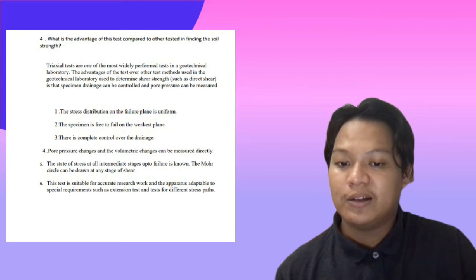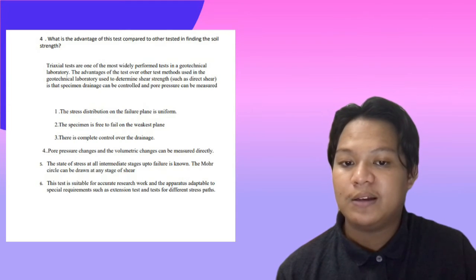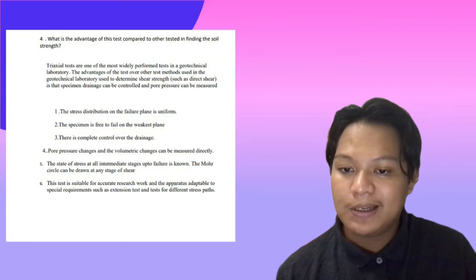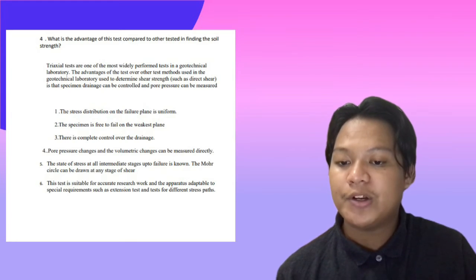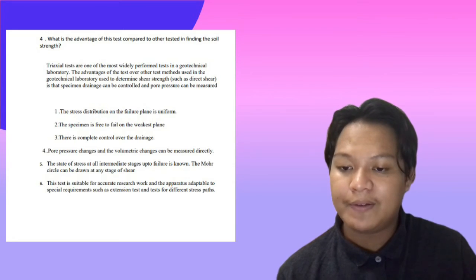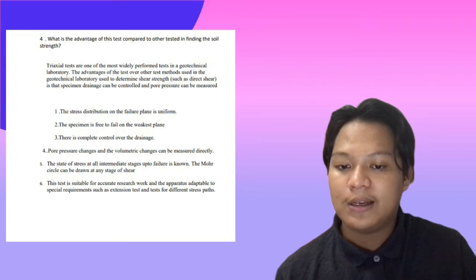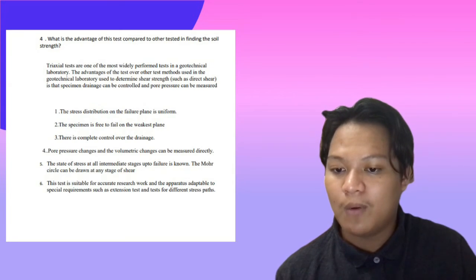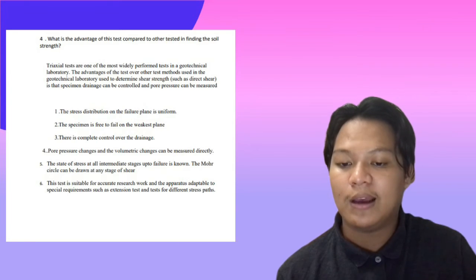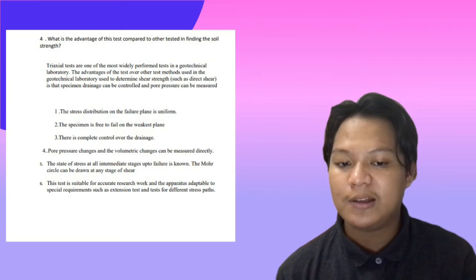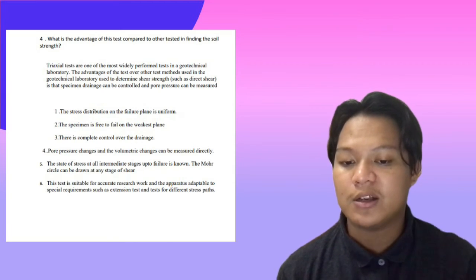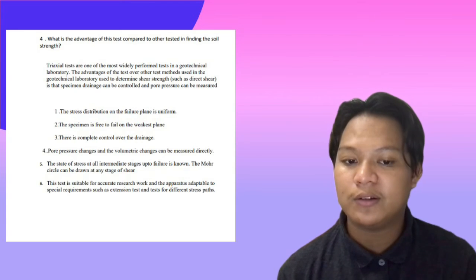Okay, so the first one is the stress distribution on the failure plane is uniform. Next, the specimen is free to fail on the weakest plane. Number 3, there is complete control over the drainage. Number 4, pore pressure changes and volumetric changes can be measured directly. Number 5, the state of stress at all intermediate stages up to failure is known. The Mohr circle can be drawn at any stage of shear. This test is suitable for accurate research work and the apparatus is adaptable to special requirements such as extension tests and tests for different stress paths.